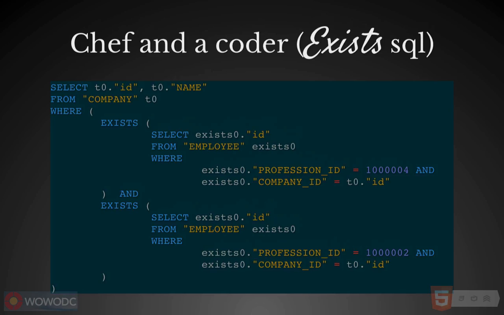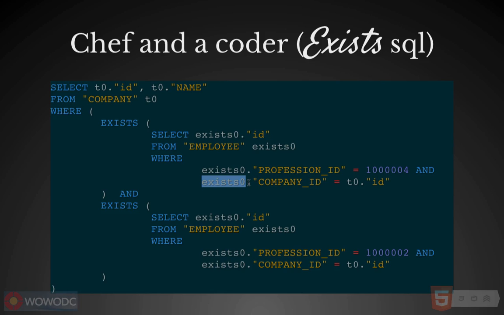And then we say we're selecting something from employee, we just need to select from employee where the profession is chef, and now we tie everything back out. So we say the company ID of the employee, the foreign key, is equal to T0 ID. T0 is what? T0 is company. That's where we tie the foreign key to the primary key, right there, the last thing inside the where.